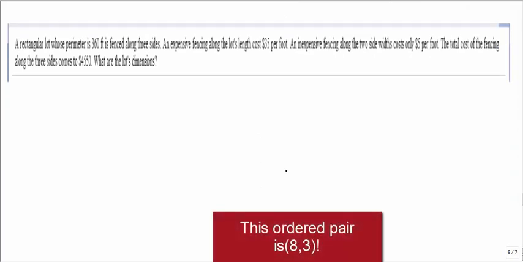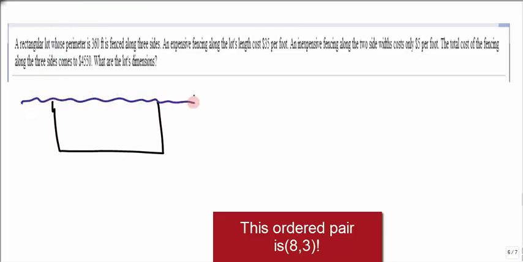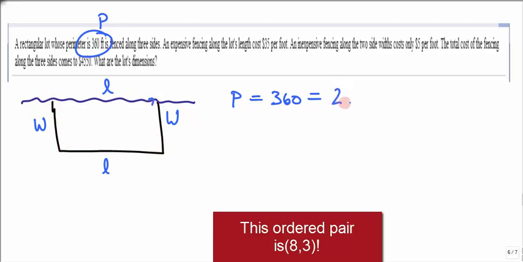They give us the perimeter, and they also tell us that we're fencing 3 sides of the lot. So here's our rectangular lot. We're not fencing the 3rd side, so maybe there's a creek or something over here. And I have dimensions of width, and some sort of a length. So we have a couple of things. First of all, perimeter is P, so we can go ahead and start with P equals 360. If I were to march around this perimeter, it'd be W plus L plus W plus L. So that's 2 times the length plus 2 times the width is equal to 360.